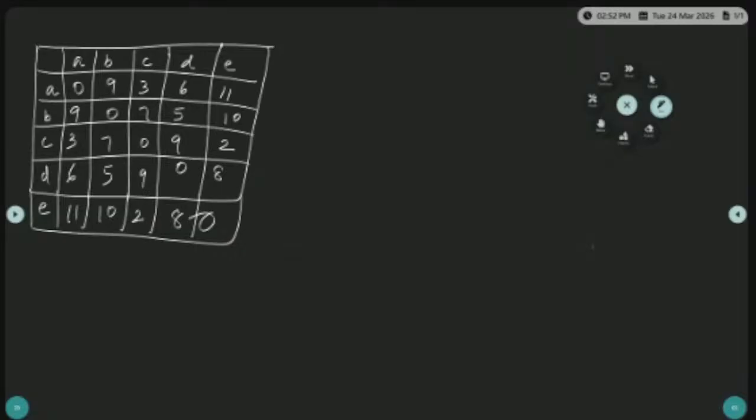So this divisive clustering is also called the Diana method. Now, step 1. Step 1, so observe here.